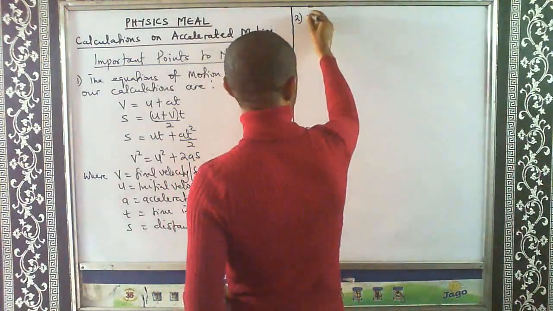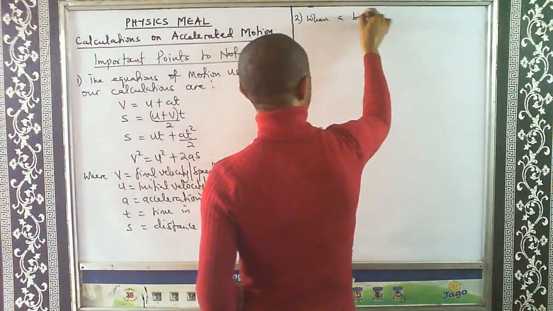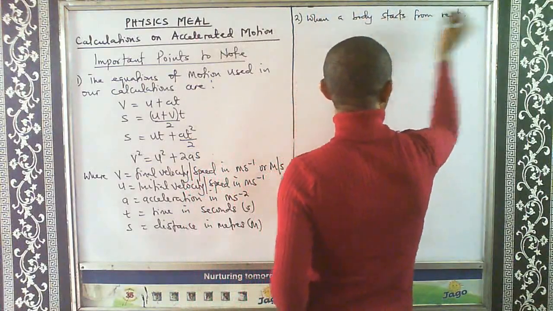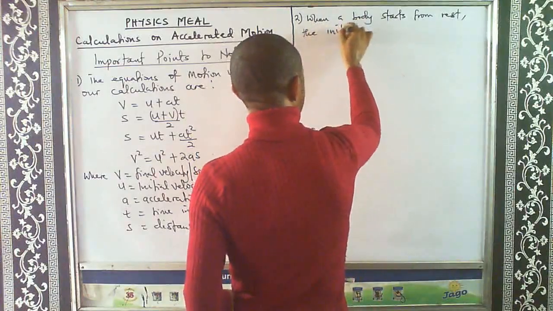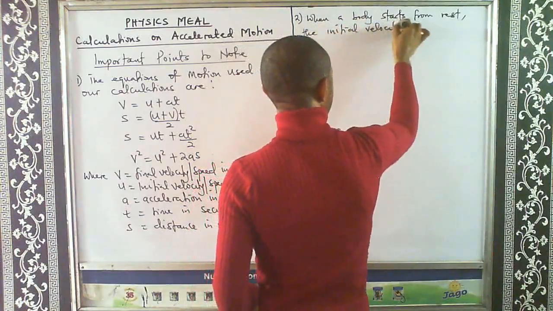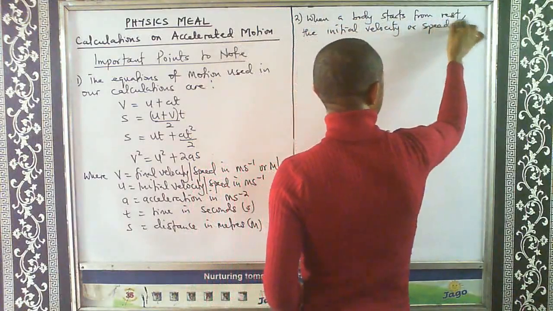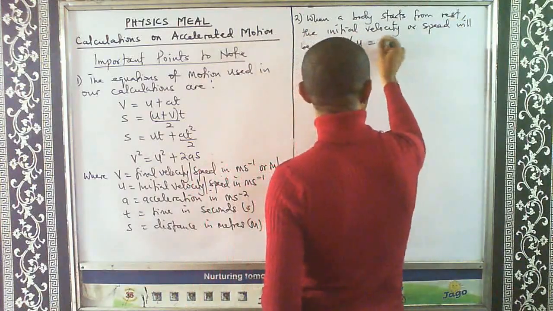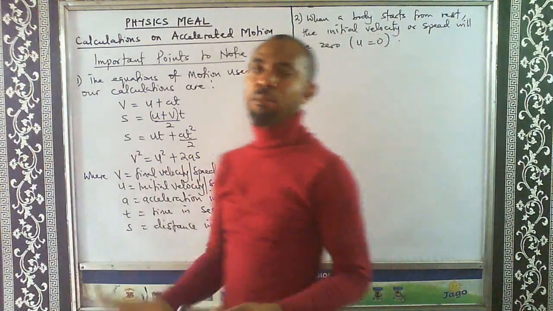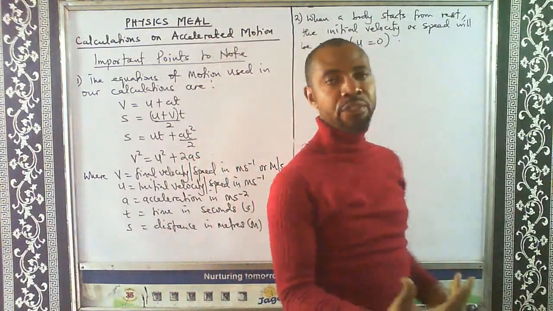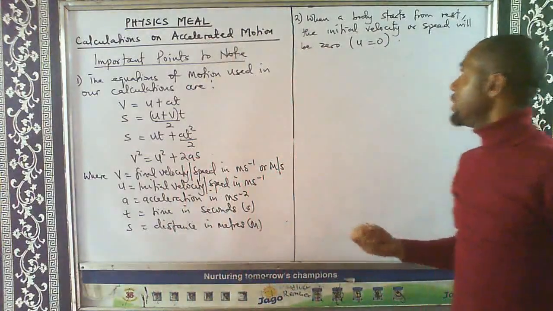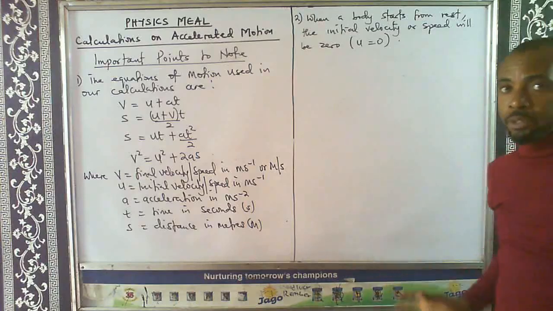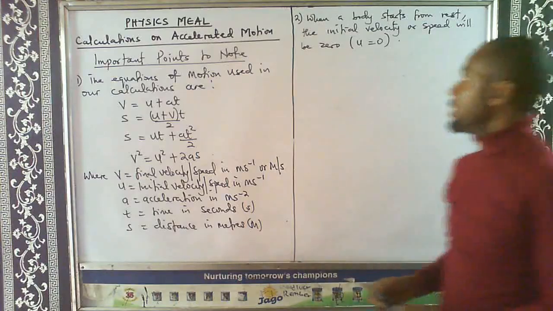So the second point, when a body starts from rest, the initial velocity or speed will be zero. That is U equals 0. So when a body starts from rest, the initial velocity will be what? 0. Very, very important. When a body starts from rest, initial velocity is 0.